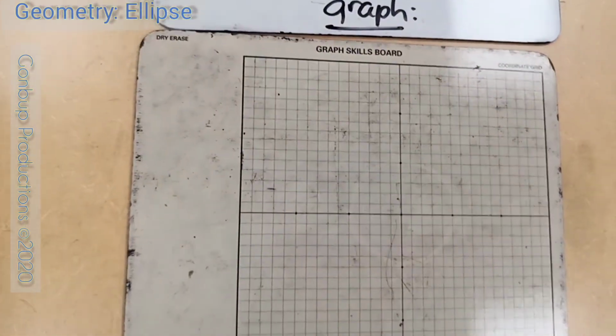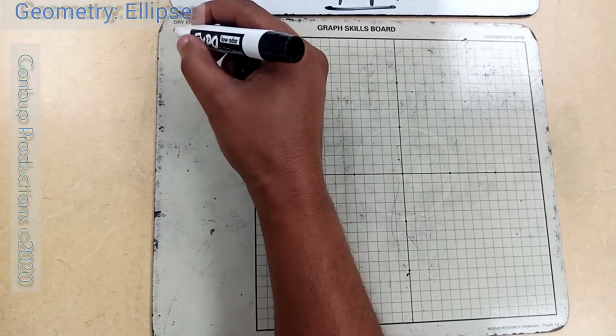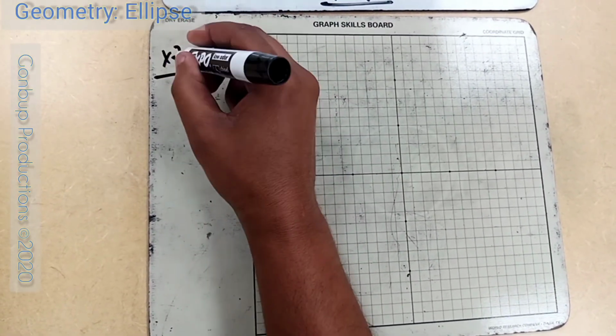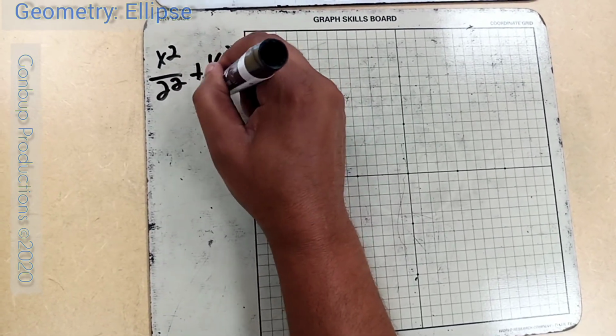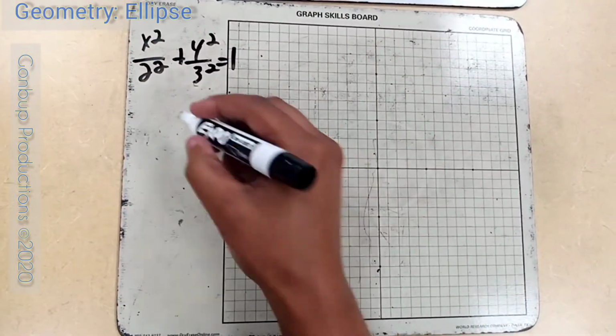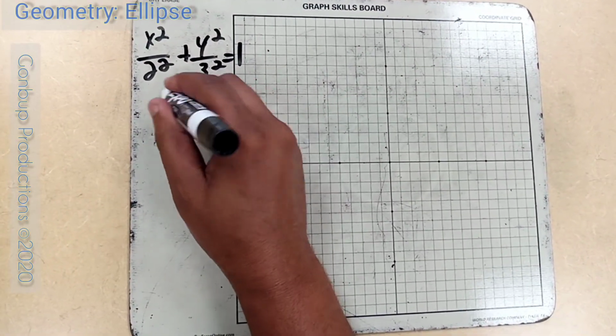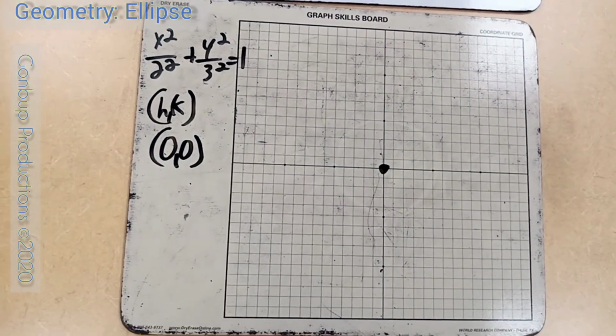So we have our graphing skills board here. We're going to write our equation to plot up in the upper left-hand corner. We have x squared over 2 squared plus y squared over 3 squared equals 1. All right, where (h, k) is (0, 0), and that's going to be our middle. All right, we're going to place our point there.